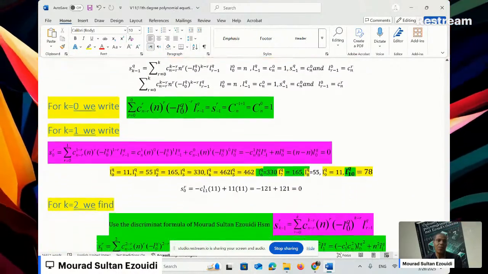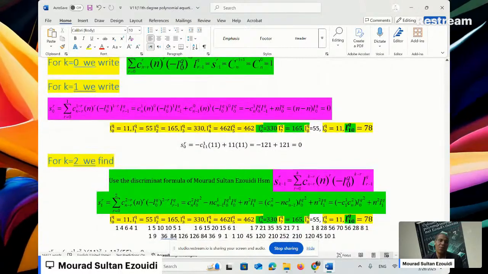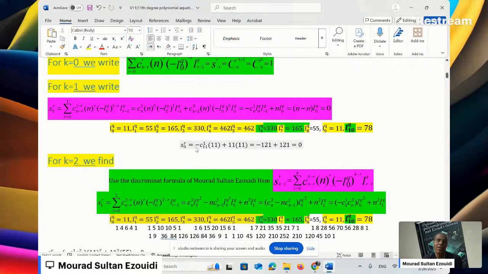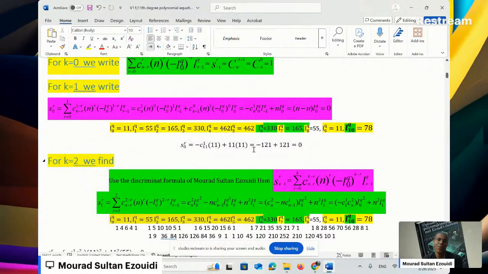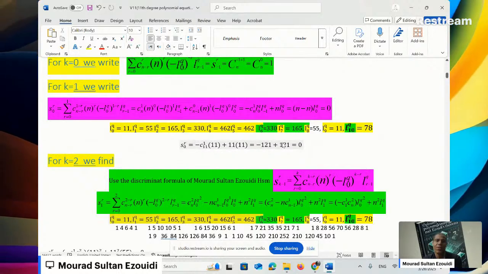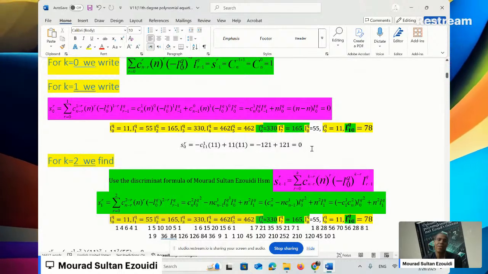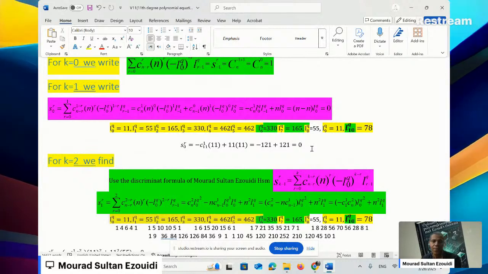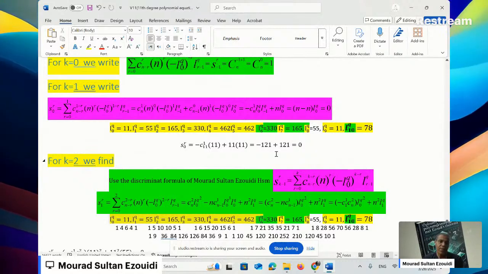Now, my kids, I'm going to find, let's say, we told that S0 is equal to combination 11 choose 1, negative sign times 11 plus 11 times 11, which is equal to negative 121 plus 121. The sum of this has to be equal to 0 now. So we proceed, we continue.